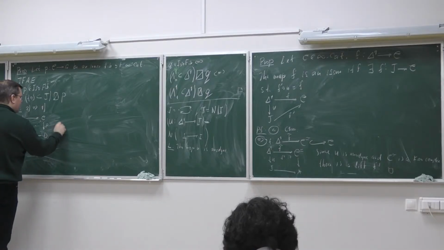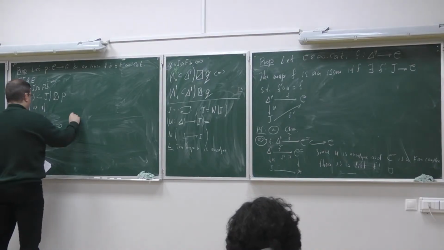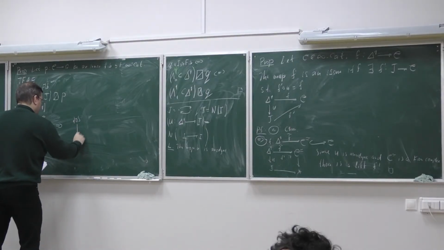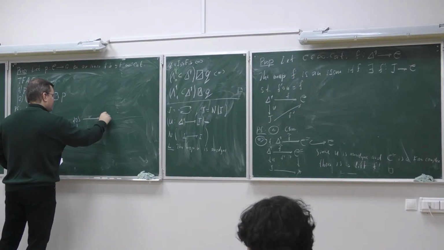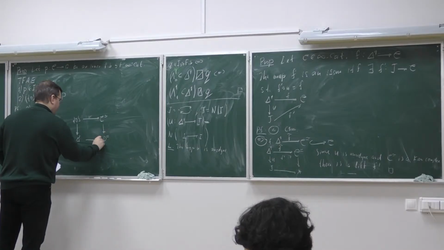I'm claiming that this implies the existence of a solution for the lifting problem that I used to define isofibrations. I took 0, included it into delta 1, and that was a solution of the lifting problem where instead of C, I used the maximal subgroupoids for C and for D.